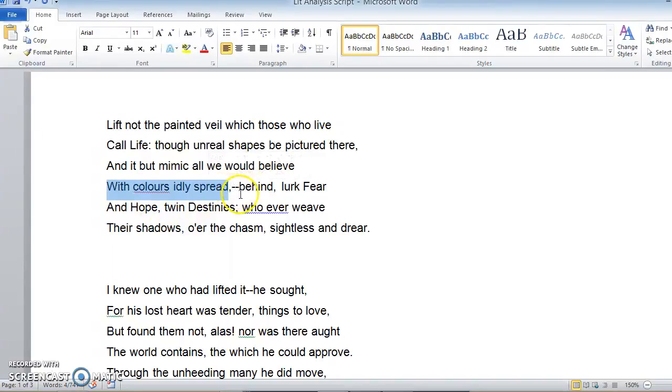But in reality, behind the colors, behind the shapes that are there, lurk fear, hope, and these two things are twin destinies. We don't even really need that to understand it. Whoever weave their shadows, we don't really need this section here to fully understand.